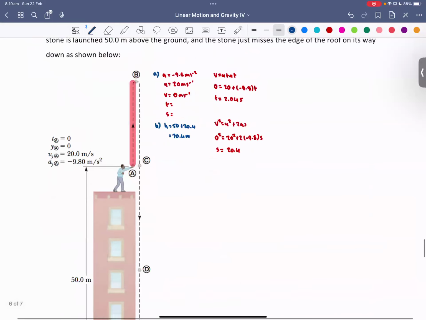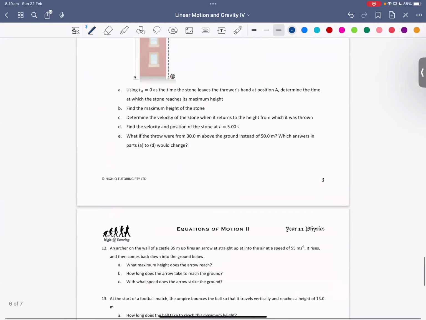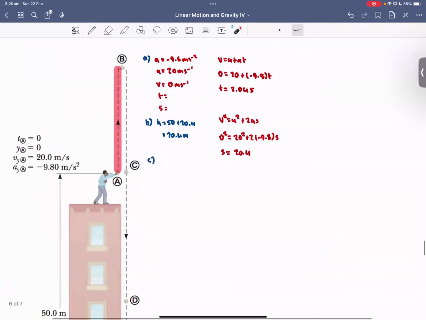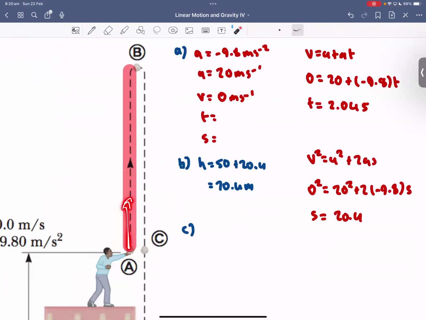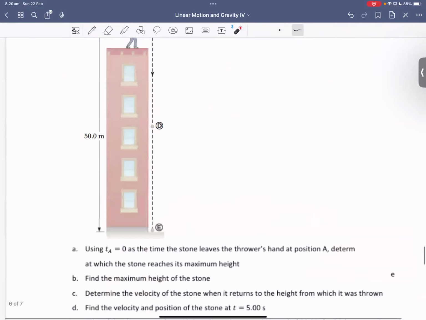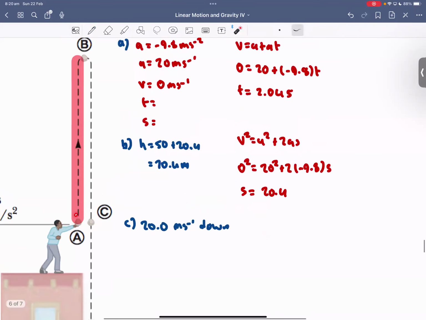Alrighty. Part C is ridiculously easy. Find the velocity of the stone when it returns to the height from which it was thrown. Guys, how fast is it going here? 20 meters per second. So does anyone want to guess what the speed will be at the exact opposite on the way down? Also 20 meters per second. It would be completely symmetrical. So the velocity of the stone when it returns to the height will be 20 meters per second down because it's completely symmetrical.